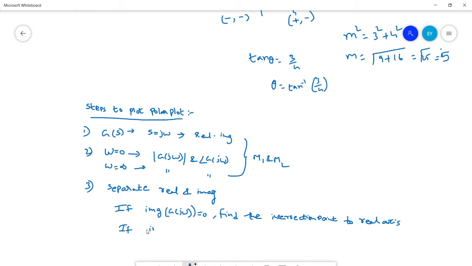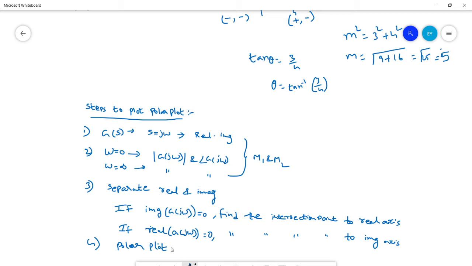If real part of G(jω) is equal to 0, find the intersection point with the imaginary axis. Okay, so based on all the above steps, once you compute this, you will be plotting the polar plot. Last thing is the polar plot. And once you plot this polar plot, you need to find the phase crossover frequency and gain crossover frequency.